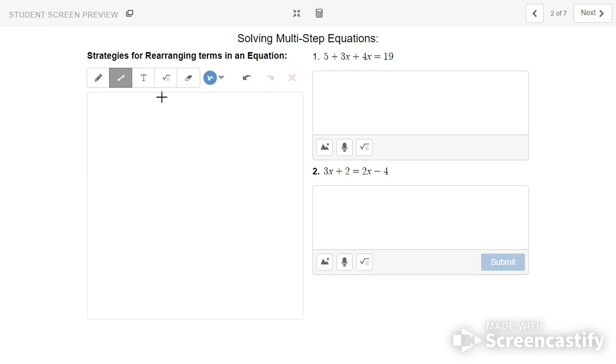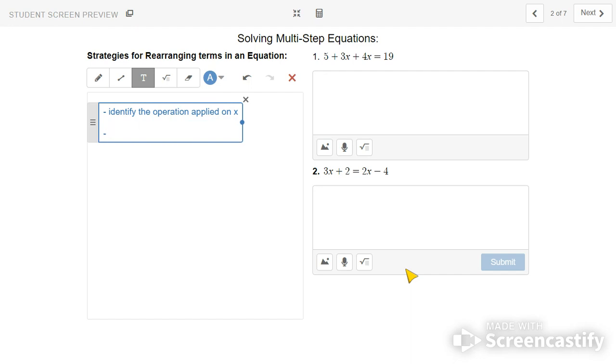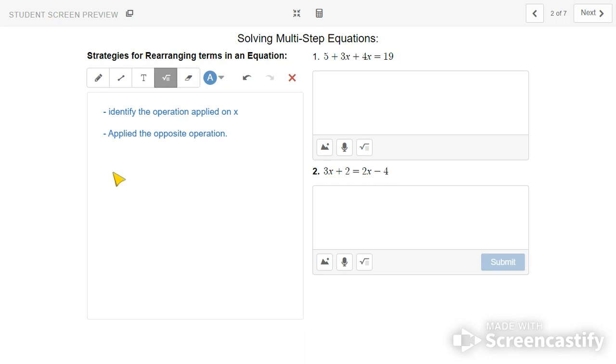Strategies for rearranging terms in an equation. What we've done so far is we first identify the operation applied on x, and then we applied the opposite operation. Now, the reason that we apply the opposite operation is because every time we apply the opposite, we end up adding or subtracting to 0.